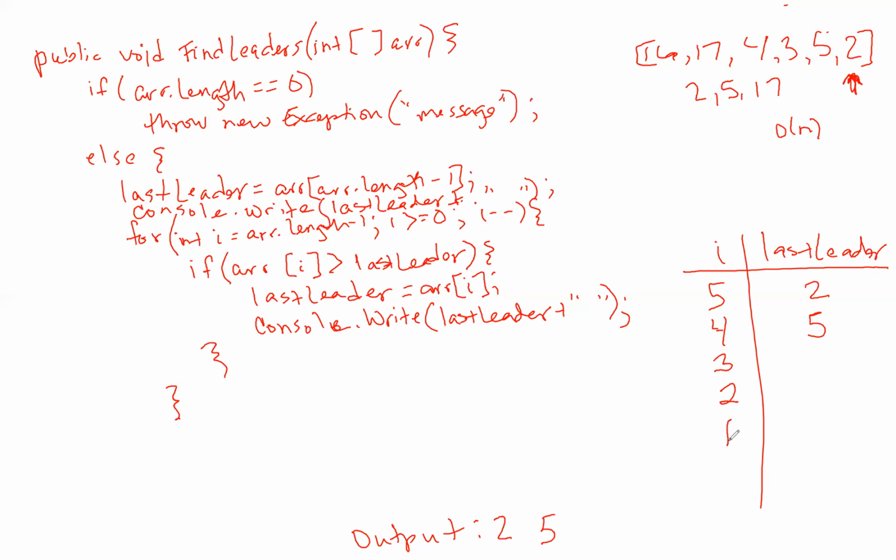So we go in, if array at 1, which is 17, is greater than our lastLeader, which it is, then we have a new last leader, and we're going to output that to the console. And then we go through one last time, i minus minus, it's 0. And if array at i, which is 16, is greater than our lastLeader of 17, it's not. So we don't go into our if statement. i minus minus one last time, and negative 1 is not greater than or equal to 0. So we go out of our for loop, and our output was 2, 5, and 17, which is what we were looking for.